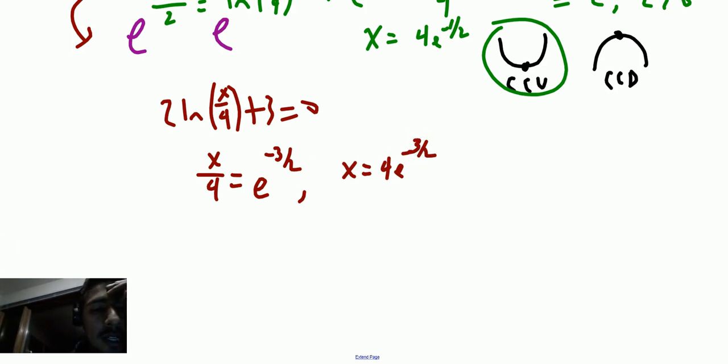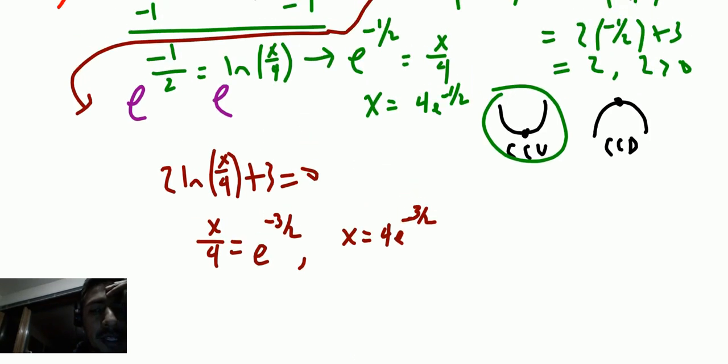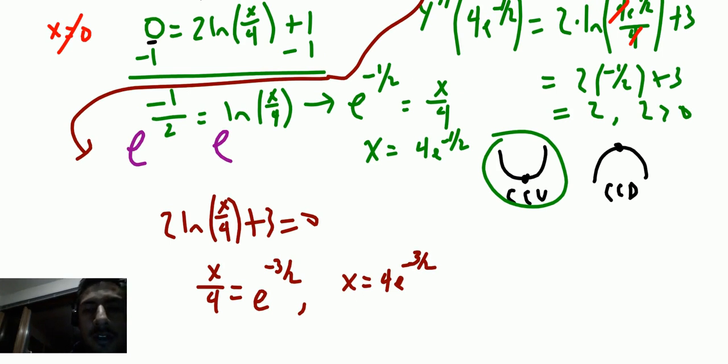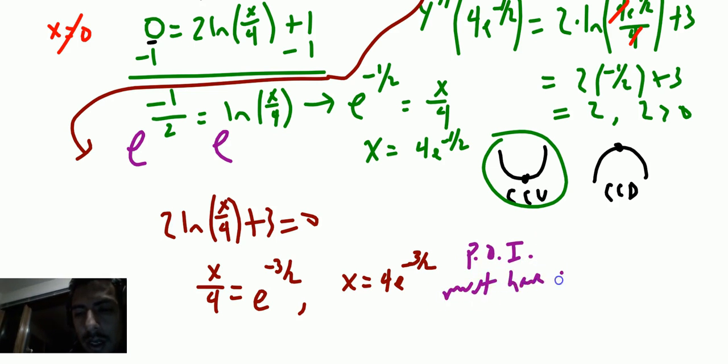And again, I could plug that into the second derivative and do a line test here to see if I get a sign change in the second derivative. So just as a reminder, the point of inflection must have a sign change in concavity, must have a sign change for the second derivative.